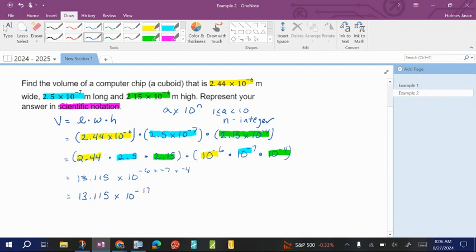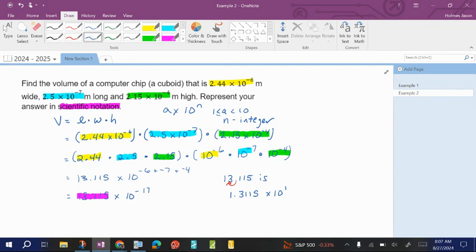Now we're almost done, but we're going to notice here on our 13.115 that 13 is not between 1 and 10. So we need to rewrite it. 13.115 is 1.3115 times 10 to the first. So we're going to move that decimal place over 1, and we can see that 1.3 times 10 gives us 13. And so that's going to be our strategy there.